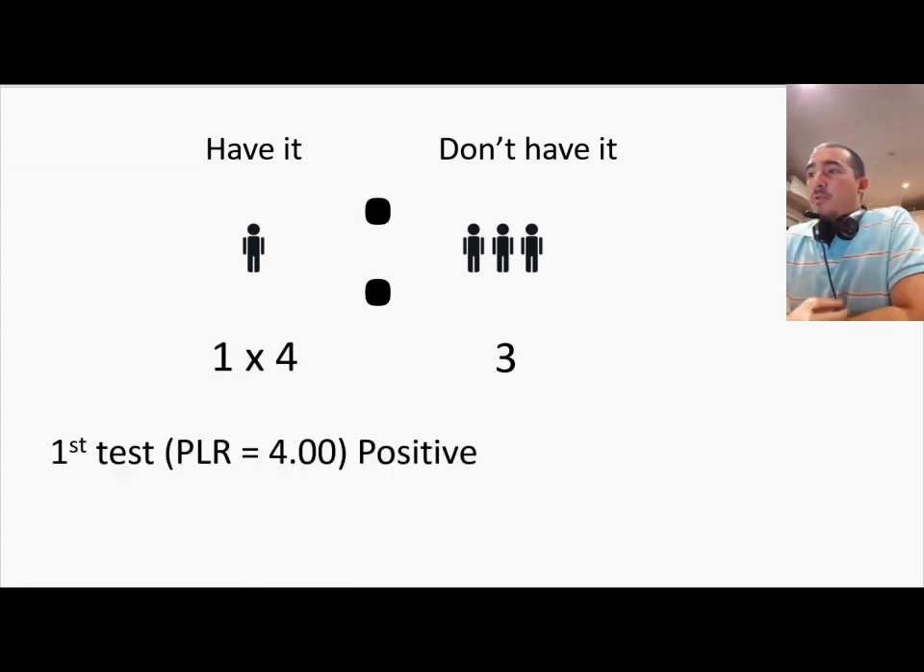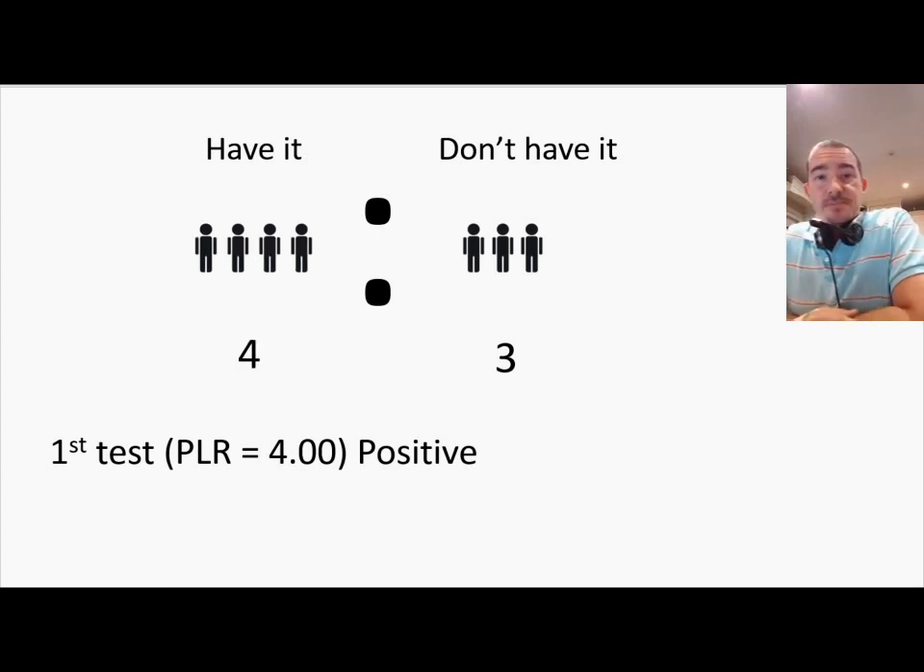Now, let's say we go ahead and we apply our first clinical test. If you remember, I said the first one had the best sensitivity and specificity, so the best diagnostic validity, and its positive likelihood ratio was 4. So we apply that test, we get a positive result. What we do then is we multiply our pretest odds by 4, because the positive likelihood ratio is 4. And so now what we've got is 4 to 3 odds.